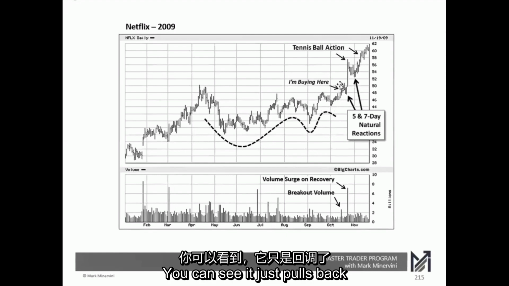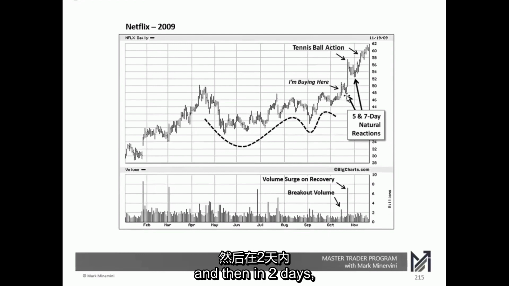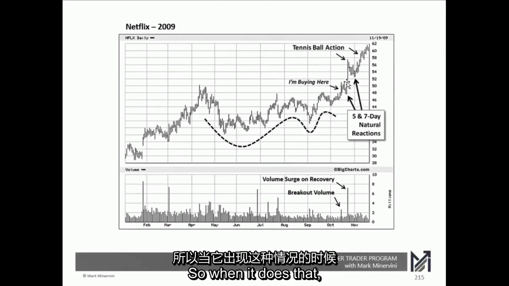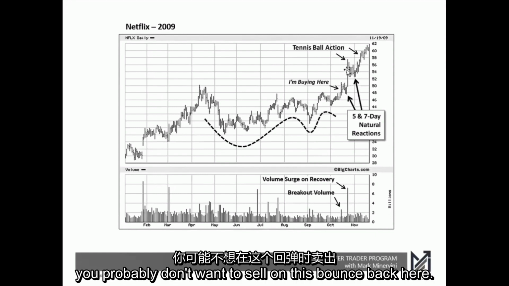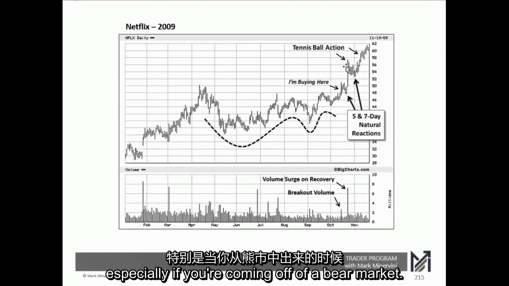You can see it just pulls back, and you've got a 5-day natural reaction. And then in 2 days, look at this. Pow. See how powerful? So when it does that, you probably don't want to sell on this bounce back here. That's telling you that stock's acting really well, especially if you're coming off of a bear market.